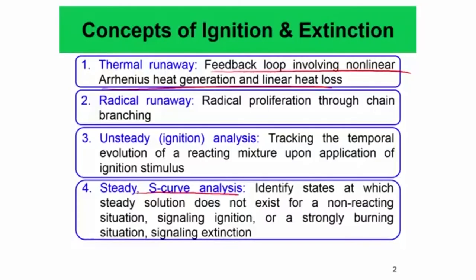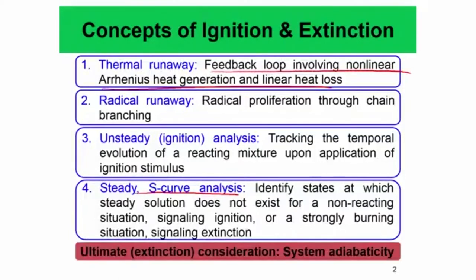So, we will consider a theoretical analysis, and then we will do a steady analysis using the S-curve analysis, and we will identify the states at which the steady solution does not exist, or exists for a non-reacting situation. We would consider an ignition state, and we will consider a strongly burning state, which will signal extinction. So, we will do the S-curve analysis, just like the Z-curve analysis. This S-curve analysis will tell us under what conditions you can have ignition, and under what conditions you cannot have ignition.